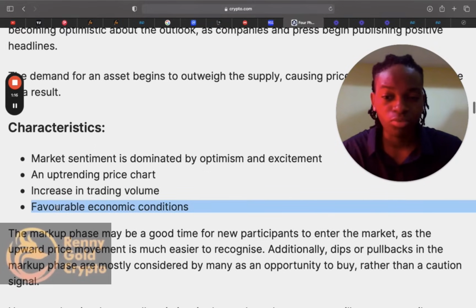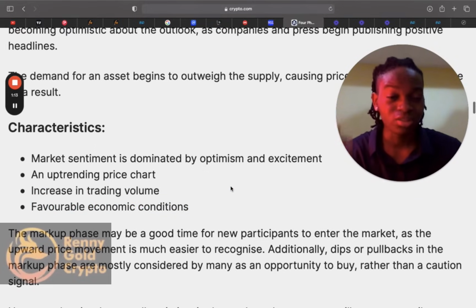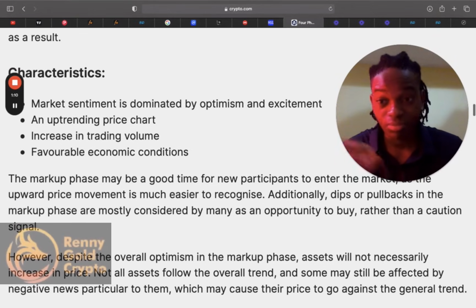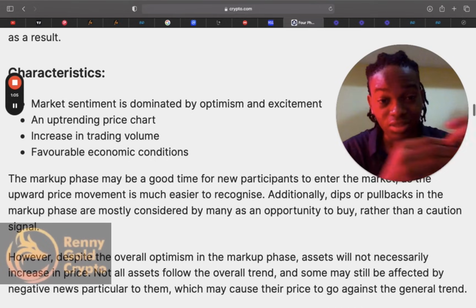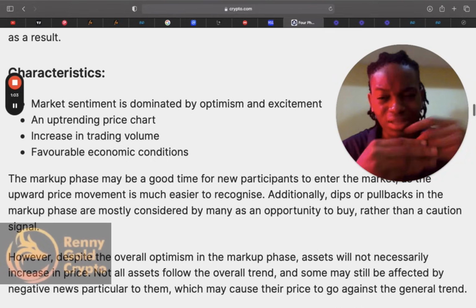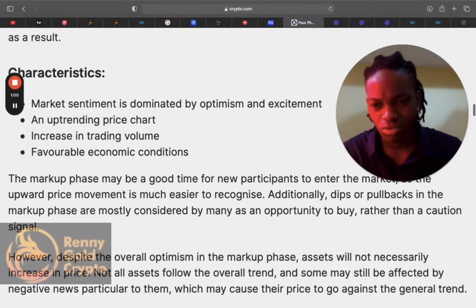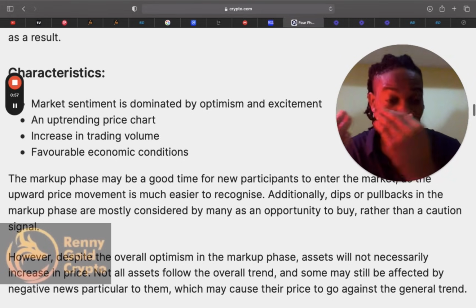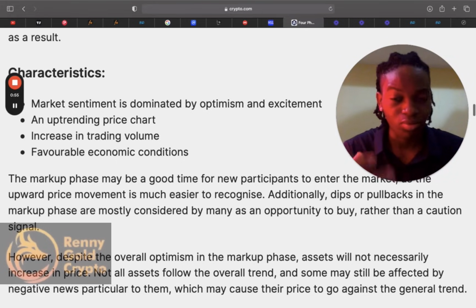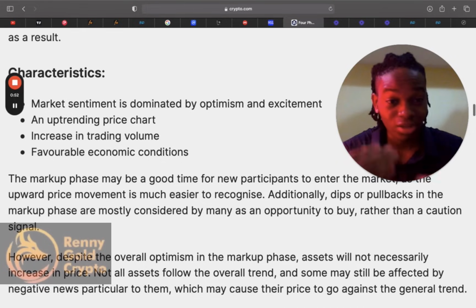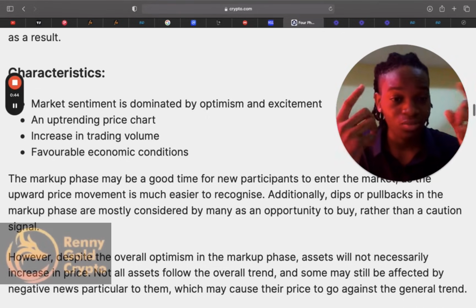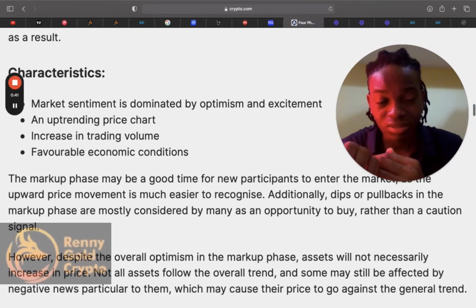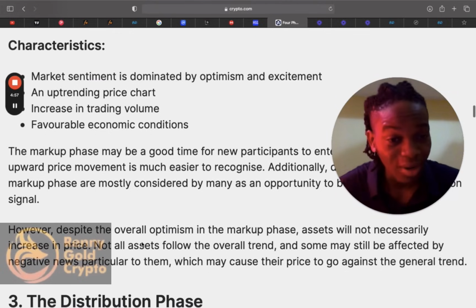Coming to the favorable economic conditions, this is where you see that even the US government will say there's going to be a Bitcoin ETF and all of that. There's going to be a lot of news, like economic news and other stuff. Some will favor Bitcoin or the crypto market, but the majority will favor it because this is the cycle we are talking about. You should understand the cycle, and with this cycle, you only need to know a simple technical analysis that will get you right there in the markup phase.